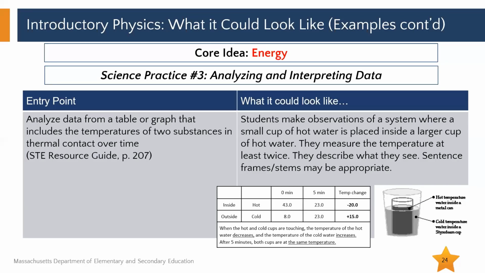Well, the student can make observations of a system where a small cup of hot water is placed inside a larger cup, and then they measure the temperature at least twice. They're going to describe what they see. So you may have to give students a sentence frame or stems to help them finish that sentence.